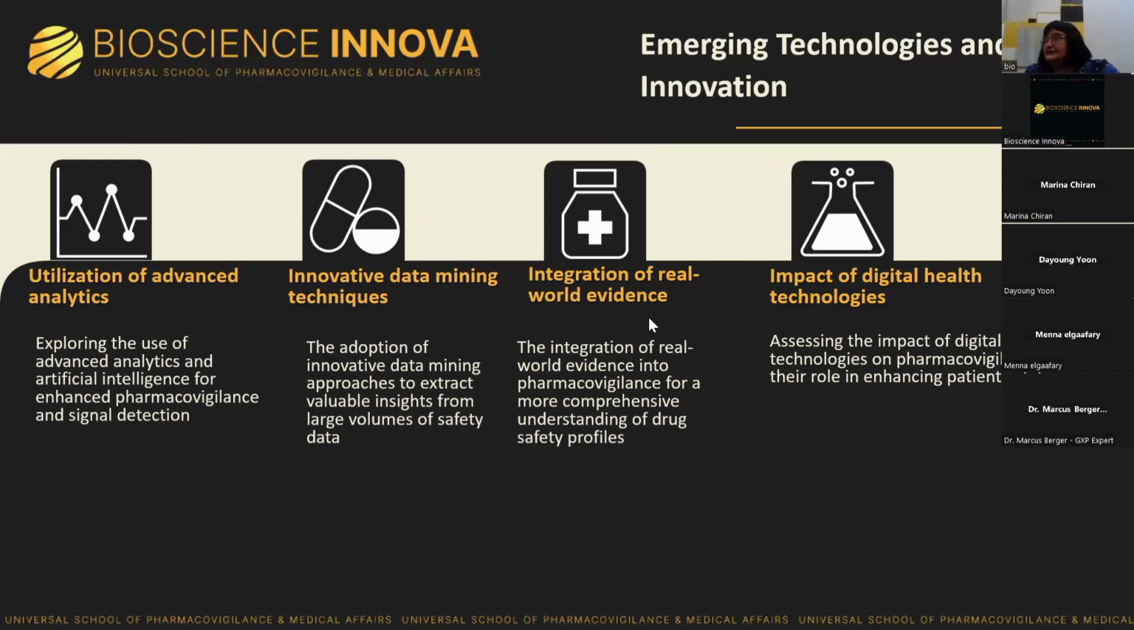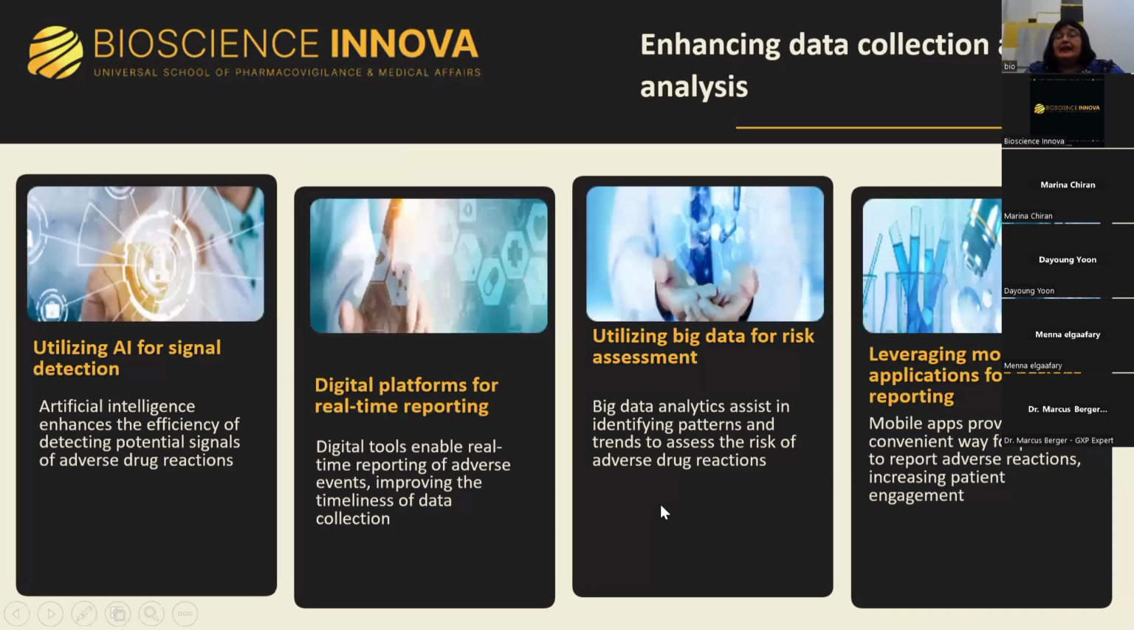It means the drug safety profile and the impact of digital technologies: assessing the impact of technologies and their role in it. Role of technology in pharmacovigilance, I want you to pay attention again. Enhancing data collection and analysis: the right choice of database is one way of getting success in your pharmacovigilance system.